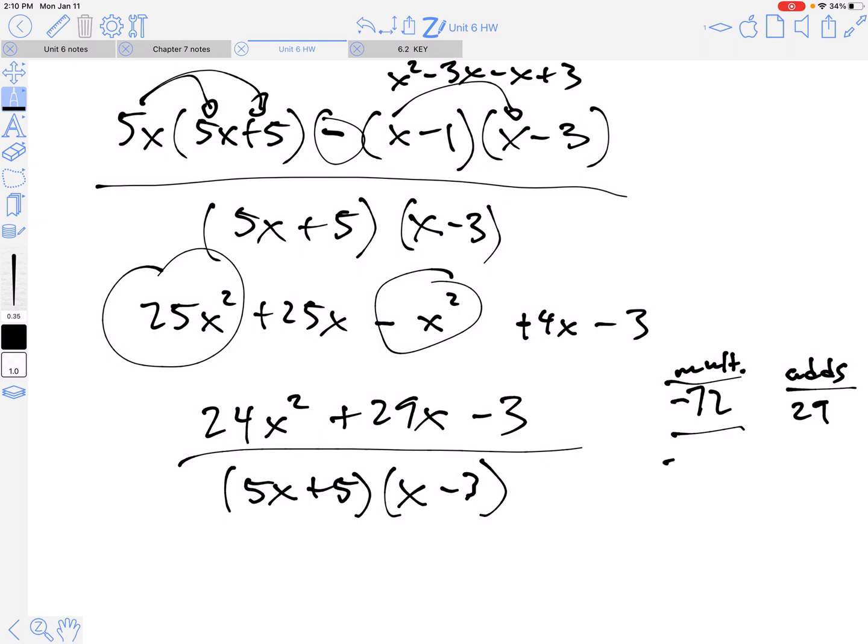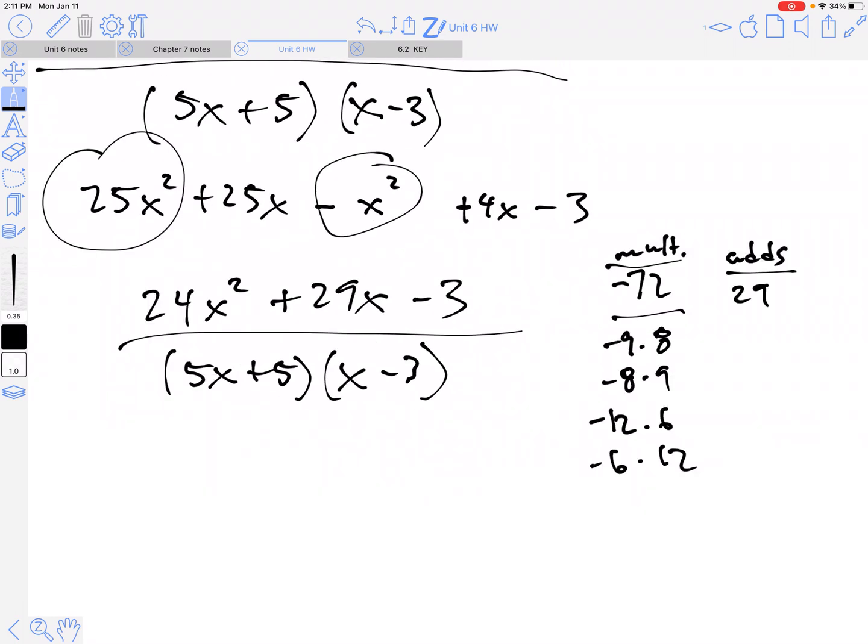So I have negative 9 times 8, negative 8 times 9, and then I'm going to check a few more numbers to see if they work. And then I have negative 12 times 6, negative 6 times 12, so none of these are adding up to 29, obviously. Let's try dividing it by something a little bit bigger. So I have negative 2 times 36, which obviously doesn't give me 29.